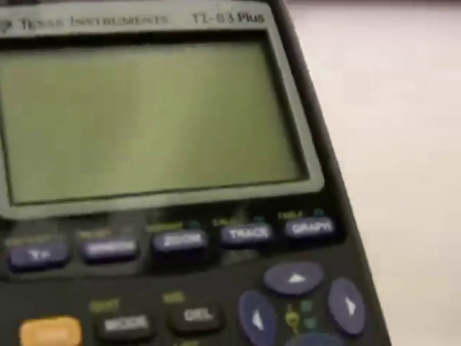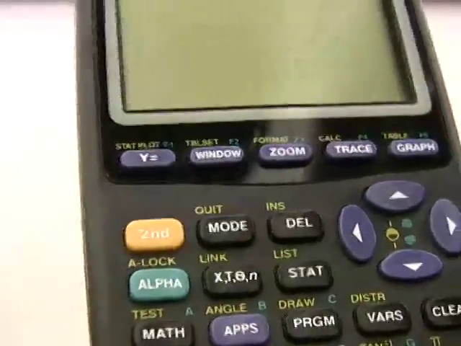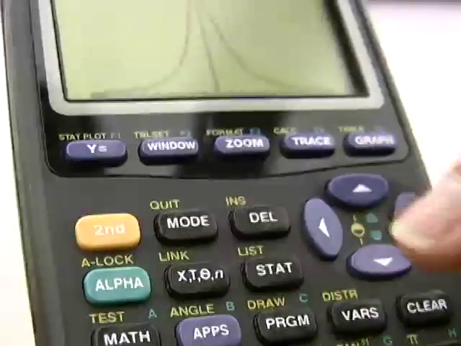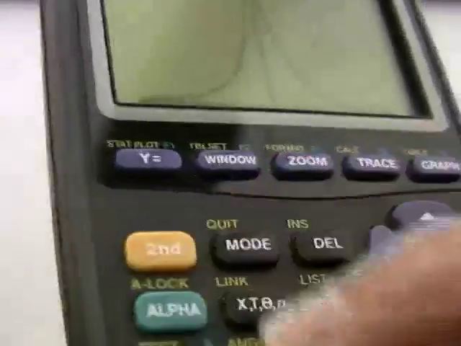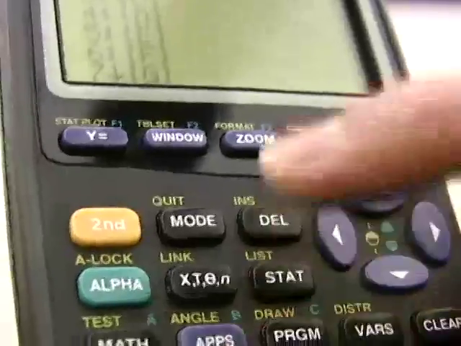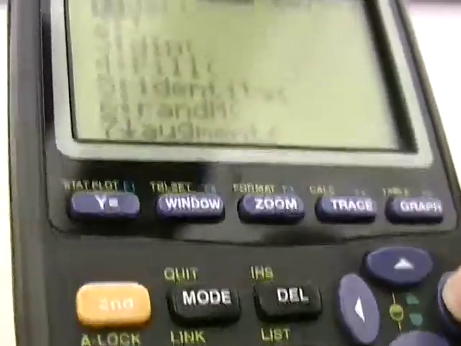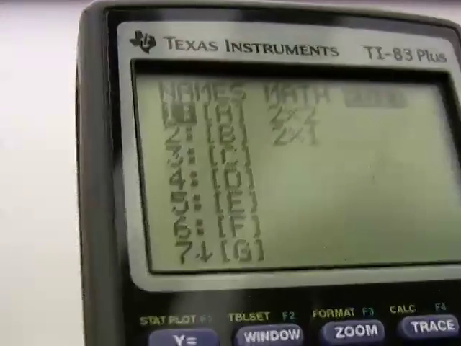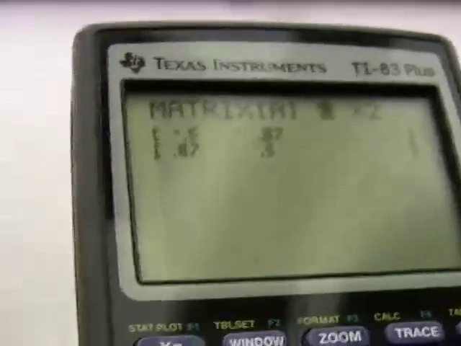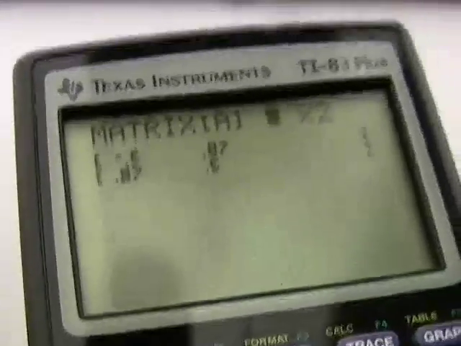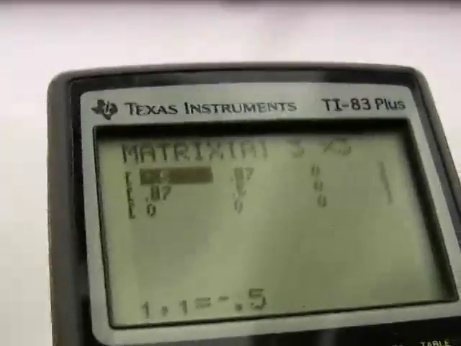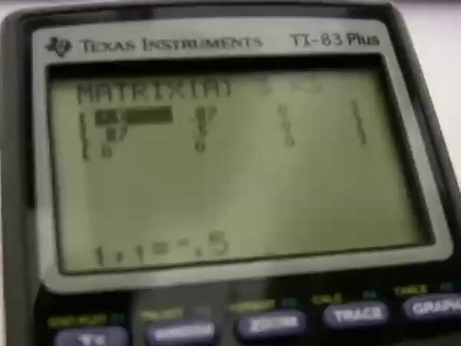I'm going to show this one more time to you, how to make these matrices. Turn on the calculator first. Go to matrix, second x inverse is your matrix. Go to edit, edit matrix A. There you are. And that has to be a 3 by 3 matrix. So type in 3, enter, 3, enter. And now type in all those values.